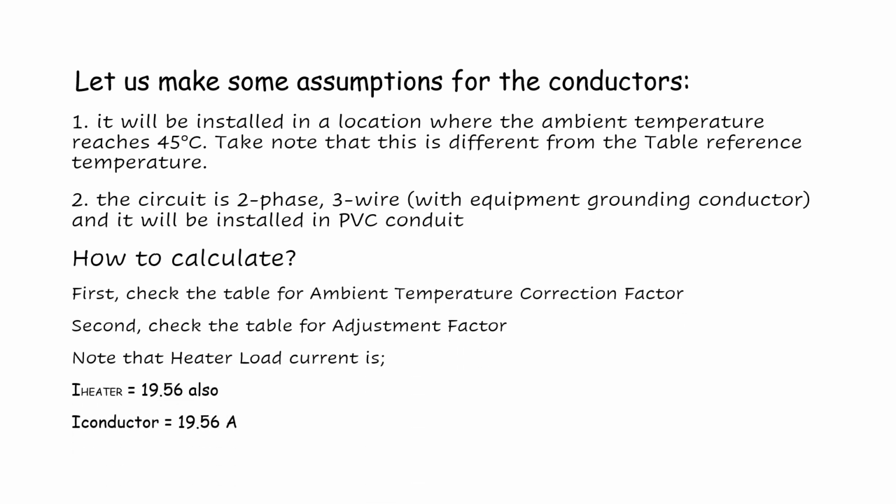So, how do we calculate? First, check the table for the ambient temperature correction factor. Second, check the table for the adjustment factor. Note that the heater load current is 19.56. Also, the conductor current is 19.56.